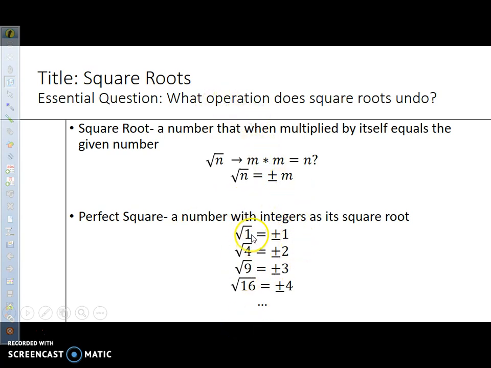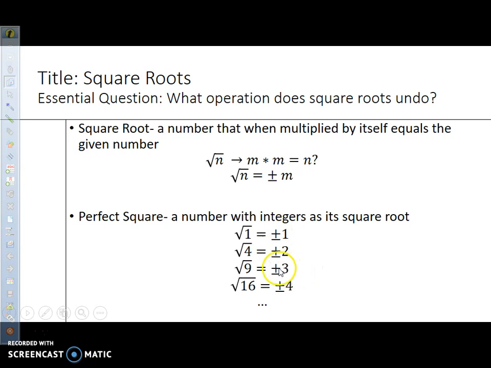So the square root of 1: 1 times 1 is 1, but also negative 1 times negative 1 is 1. The square root of 4 is 2 times 2, but also negative 2 times negative 2 is 4, and so this is what this plus minus sign means.